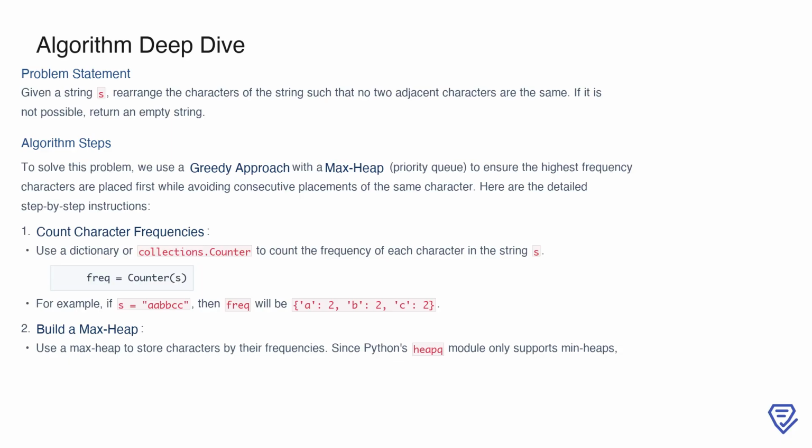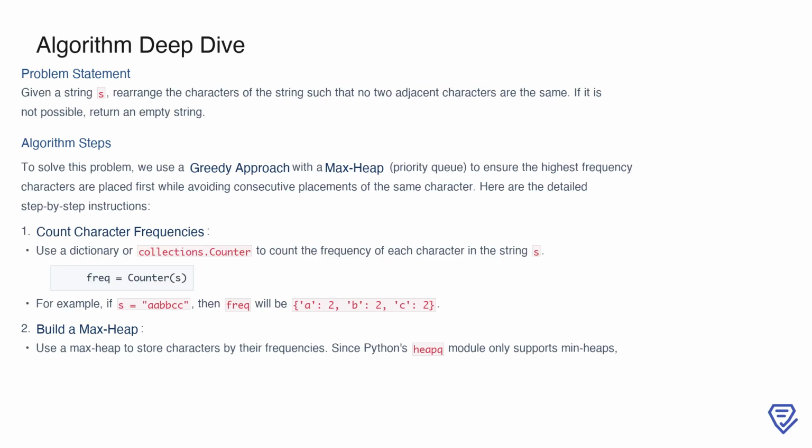To solve this, we use a greedy approach along with a max heap, or priority queue, to ensure that characters with the highest frequencies are placed first while avoiding consecutive placements of the same character. The first step involves counting character frequencies using a dictionary or the collections Counter class. For example, if the input string is aabbcc, the frequency count would result in a dictionary like a:2, b:2, c:2. This gives us a clear picture of how many times each character appears.